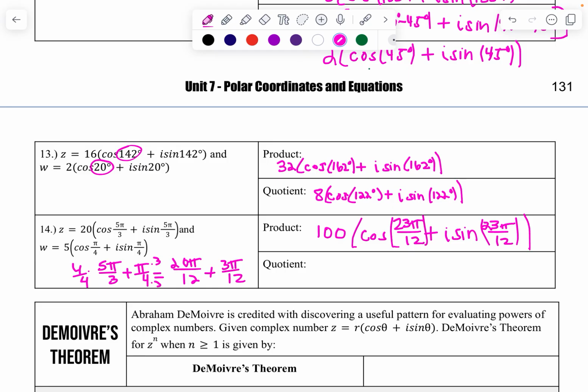All right, quotient, we're going to divide. So 20 divided by 5 gives us 4, and we're going to subtract. So 20 pi twelfths minus 3 pi twelfths gives us 17 pi twelfths. This will be the cosine of 17 pi over 12 plus i times the sine of 17 pi over 12.